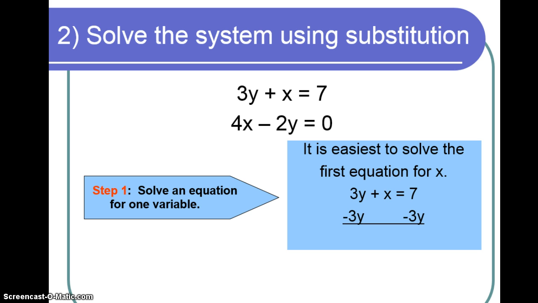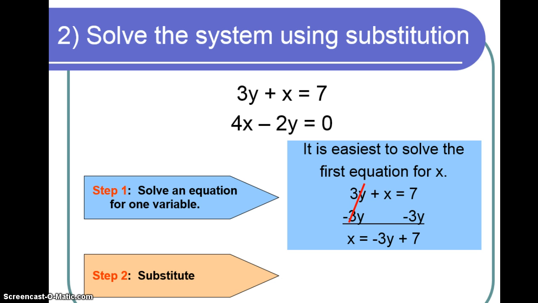Even though we like to write it like this, we can eliminate our 3y on the left hand side, but the 7 and the negative 3y cannot go together because they are not like terms. So we just rewrite it as x equals negative 3y plus 7. And we have officially completed our step 1, our first process for substitution.